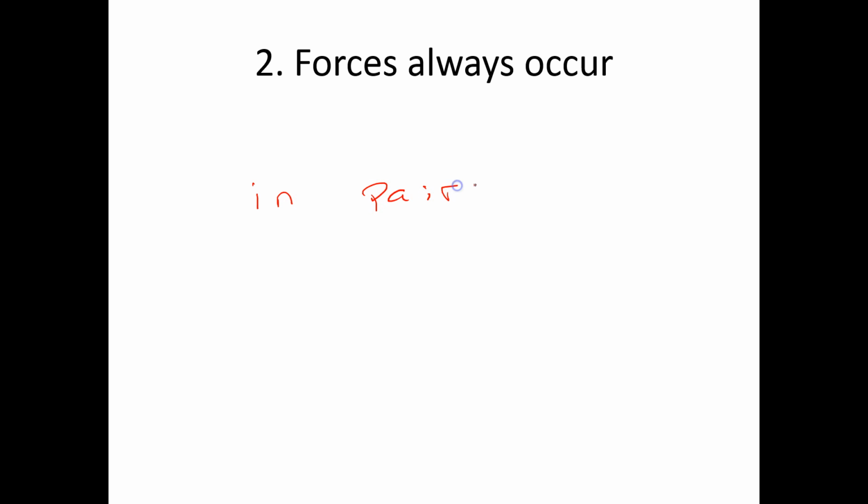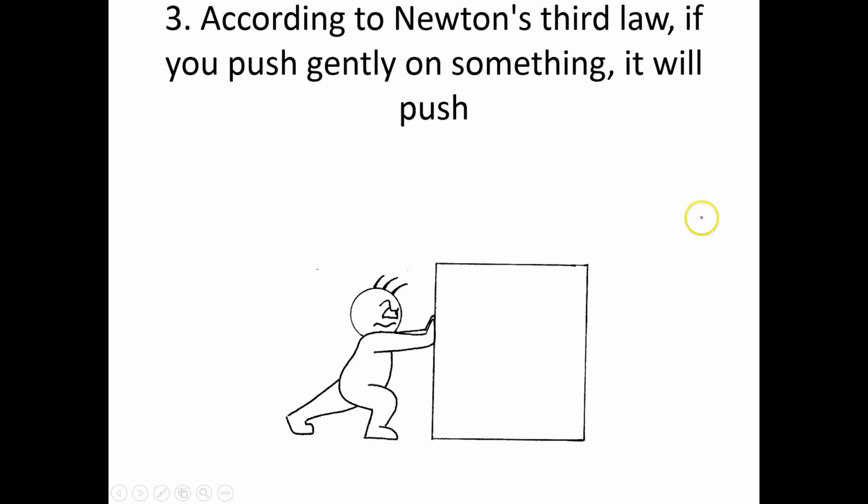So if I push on you, you push on me in the opposite direction with the same amount of force. For number 3, it says, according to Newton's third law, if you gently push on something, it will push gently back on you. So if I'm pushing this box to the right, then the box pushes me to the left with the same amount of force, so very gently.